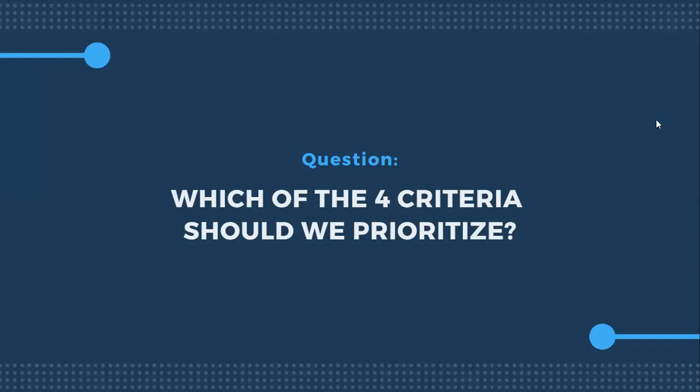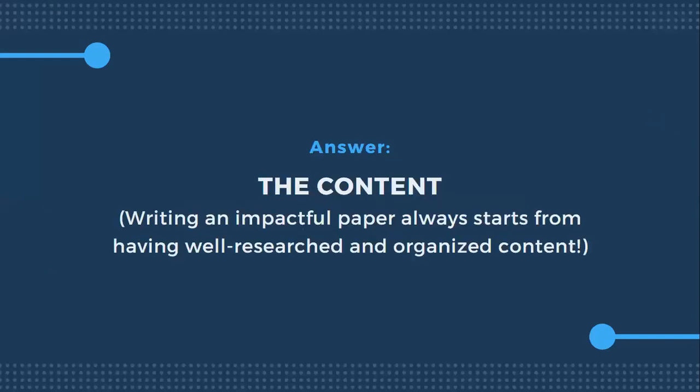Okay, well, maybe if you guys are thinking that we should prioritize content, then you are correct. Because writing an impactful paper should always start from having well-researched and organized content, right? Because without quality substance, whatever effort you put into making your paper seem more impressive is not going to be really effective, especially when the person reading your paper is your teacher or your professor who has a lot of knowledge of your topic.